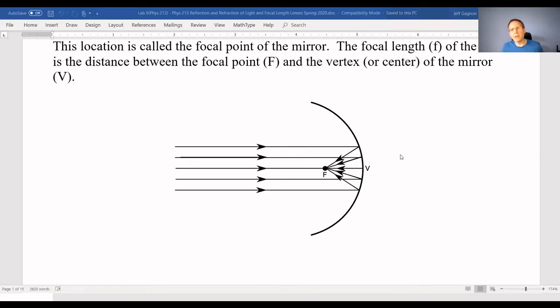Now, one thing I'd like to show you is that just like with the plane mirror, the angle of incidence equals the angle of reflection. But in order to figure out that angle, we have to draw a tangent line to the curved mirror at the point that the beam hits the mirror. So actually, let me see if I can do that with annotation here. Yeah, this should work.